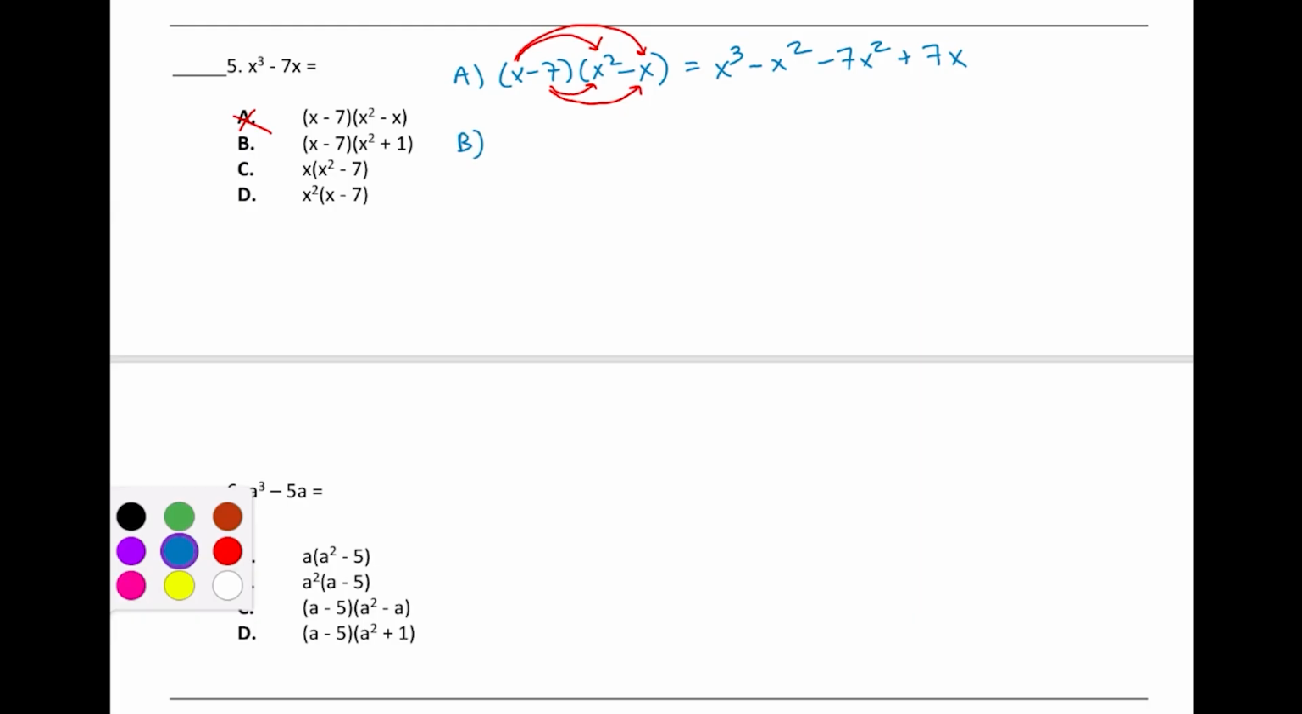For B, we'll work this out similarly. Distributing the x will give me x cubed plus x, then distributing the negative 7 will give me minus 7x squared minus 7. All right, so I have the x cubed minus, oh, I don't even have the 7x here, do I? So yeah, this one's just going to be all kinds of wrong.